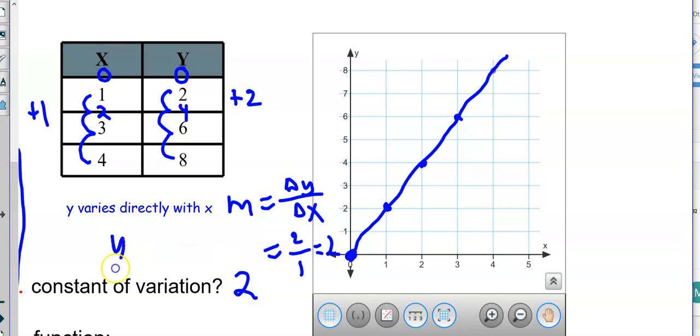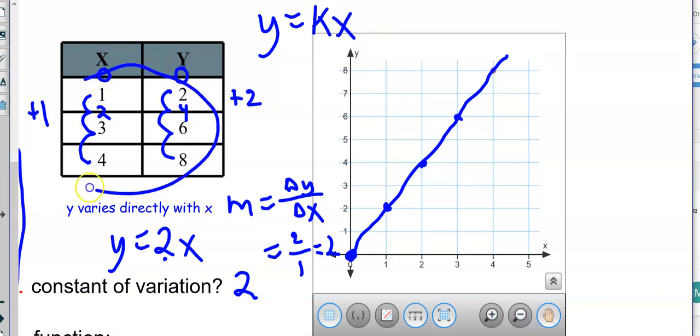The equation would be y equals 2 times x. So think of that as the slope or the rate of change for this particular problem. So the function is just y equals 2x. The equation is always, if y varies directly as x, y equals kx. So you're trying to find that value. You could have found that just by plugging in. And here's what I mean.